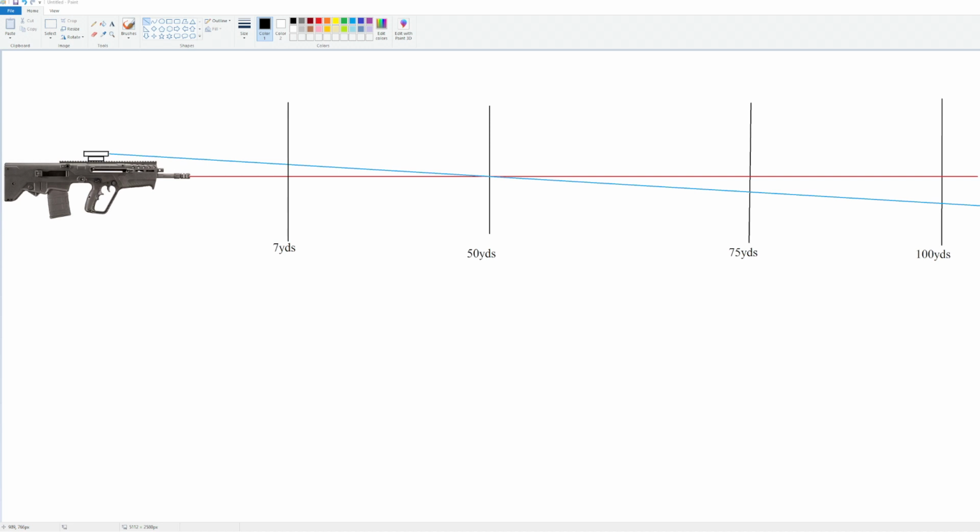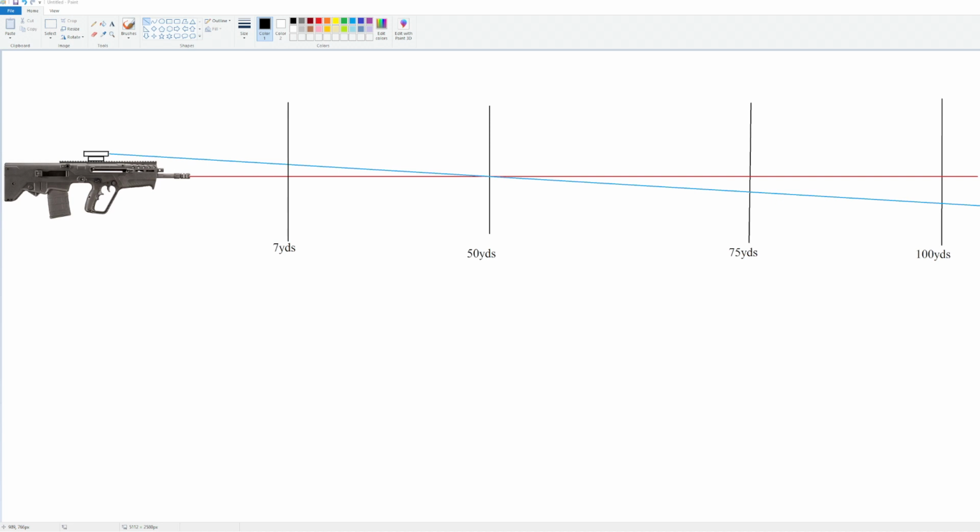And then you need to figure out where your rounds are impacting based off of that zero at different ranges. If you zero at 50 and that's the only distance you ever shoot at, and something happens and you need to make that 7-yard shot inside your house while someone's holding your family hostage, you need to know where those rounds are going, because I think the last thing you're probably going to want to do is shoot a hostage slash family member. I don't think they're going to appreciate that very much either.